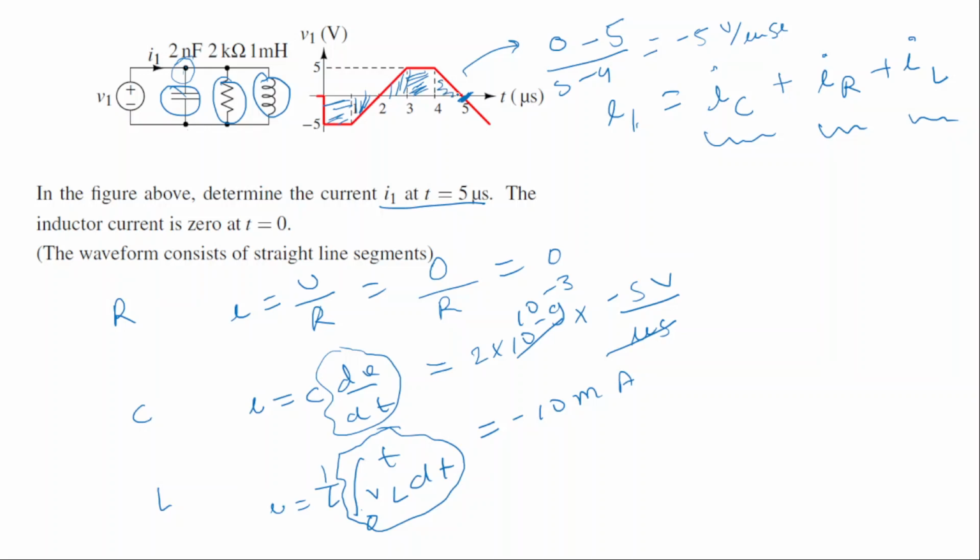This area is the remaining area. We need to calculate this integral. Okay, so now let's just calculate this integral. This will be the area of triangle, so half multiplied by 5, 5 multiplied by time. This time is 1 microsecond, so 5 minus 4, this distance is 1 microsecond. So this will be 2.5.